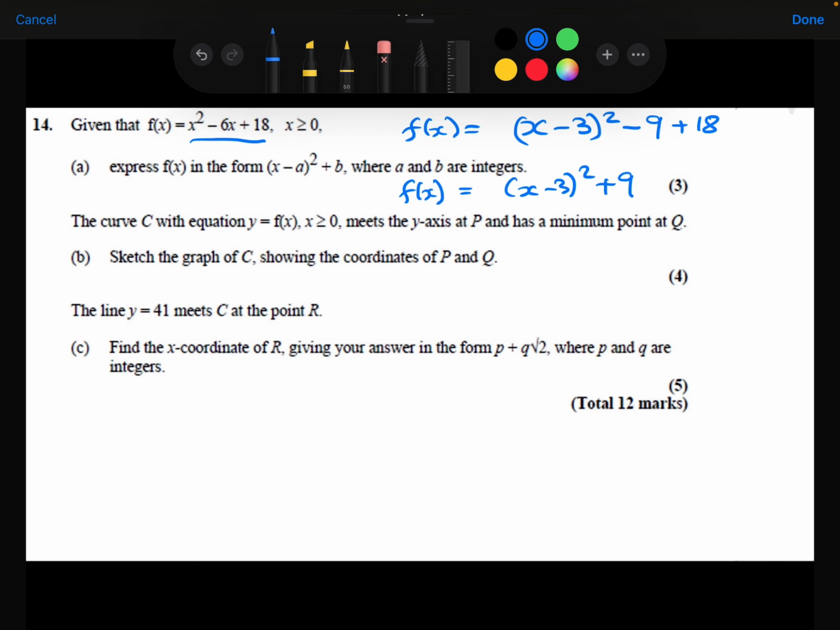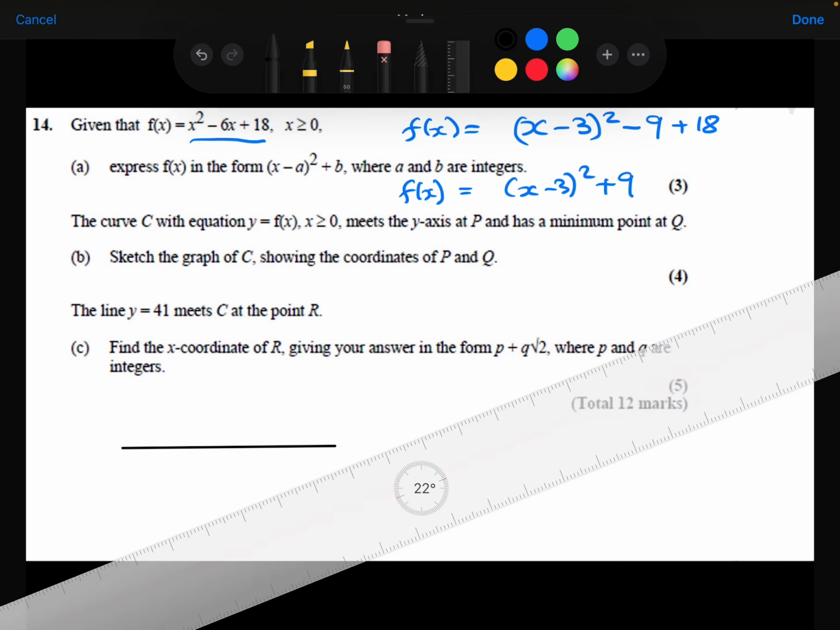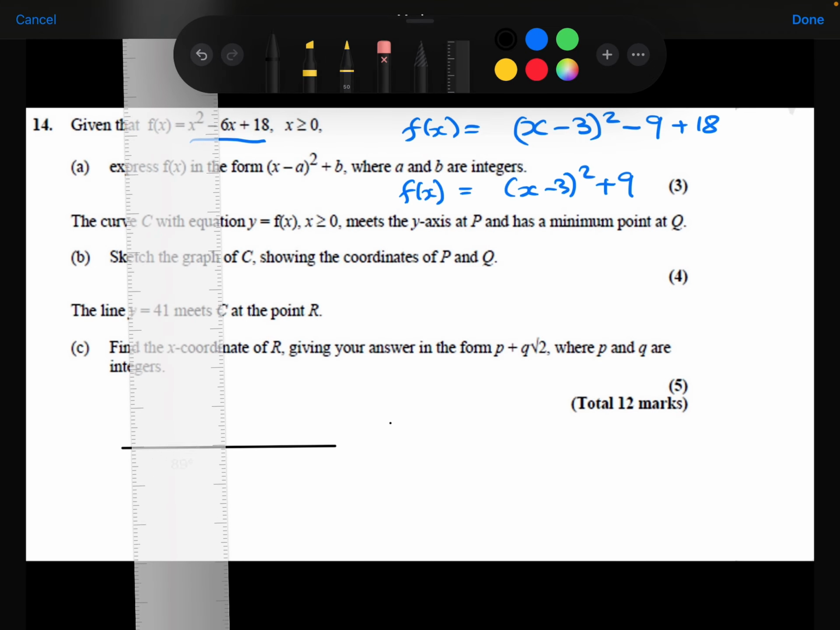The curve C with the equation y equals f of x, where x is greater than or equal to 0, meets the y-axis at point P and has a minimum point at point Q. I need to sketch the graph showing the coordinates of P and Q. So let me draw a set of axes here. Here's my x-axis. Here's my y-axis.